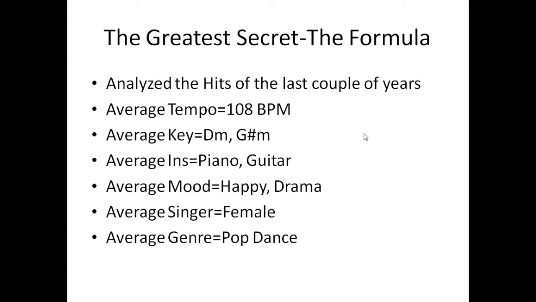And the average genre is pop dance music. So if you want to make the next hit, start up your project in 108 BPM. Have your mind set to make a pop dance track. Write it in D minor. Pick a piano, add a guitar in there even. Make it happy and get a female to sing on it. You got yourself a hit song. Using all the steps in the prior slides, you can make a hit song. And this is the absolute industry formula today in 2014 of how to make a hit song.